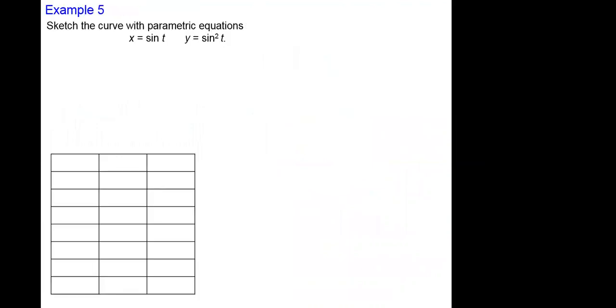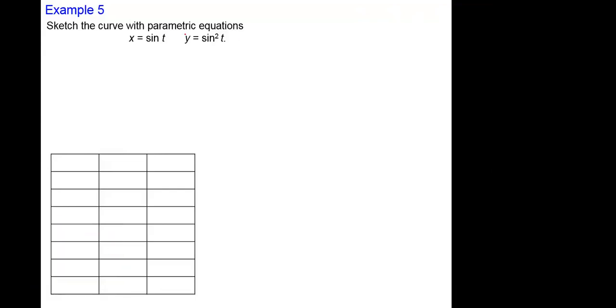Okay, and let's maybe do one more. Sketch the curve with the parametric equations x is equal to sine of t, and y is equal to sine squared of t. And that's interesting. We have no restriction, but probably we will realize that something is repeated, because these are still periodic functions. I will still start from 0, pi over 2 maybe, because now we know what is happening between pi, 3 pi over 2 and 2 pi.